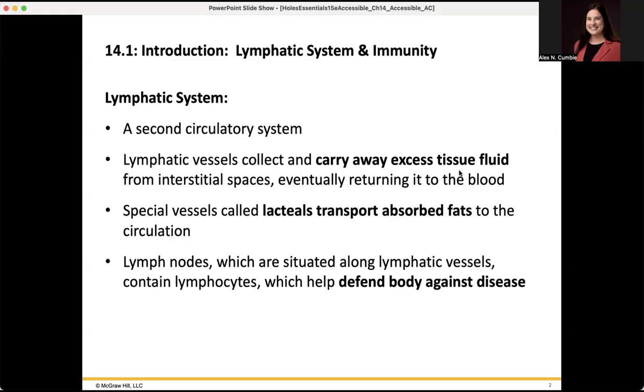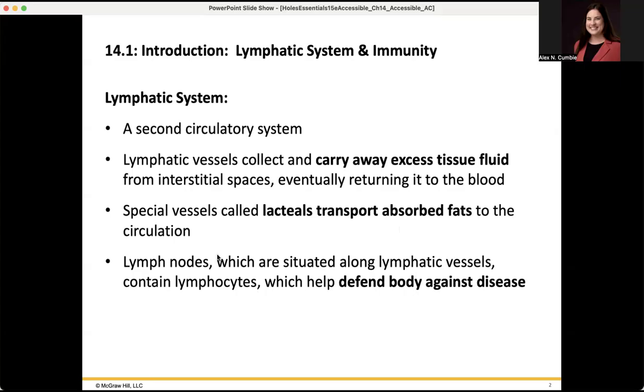So a lot of times we have fluid from the blood that can make its way into the tissue. And if it hangs around for a while, sometimes we can see edema or swelling. But that swelling usually goes down or goes away, and that's because these lymphatic vessels are going to take away that excess fluid. Additionally, there are specialized lymphatic vessels that absorb specifically fat and help carry fat throughout the body and introduce it back into the circulatory system.